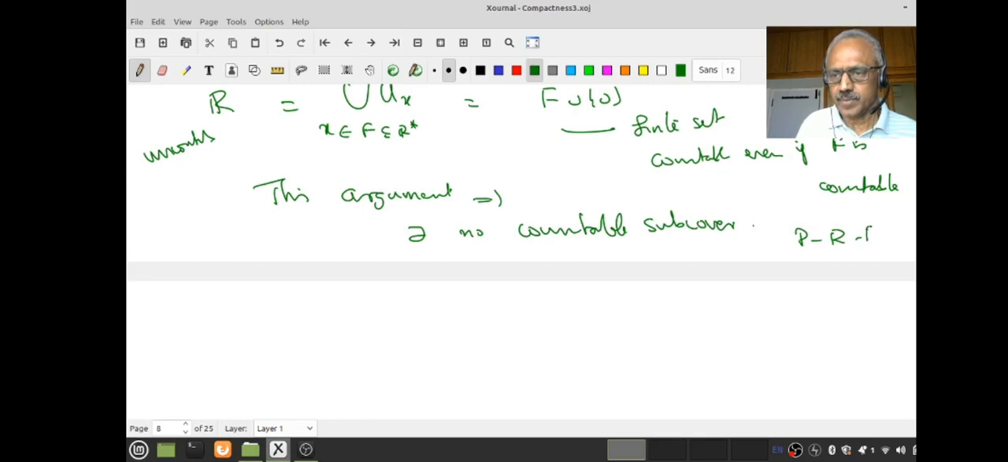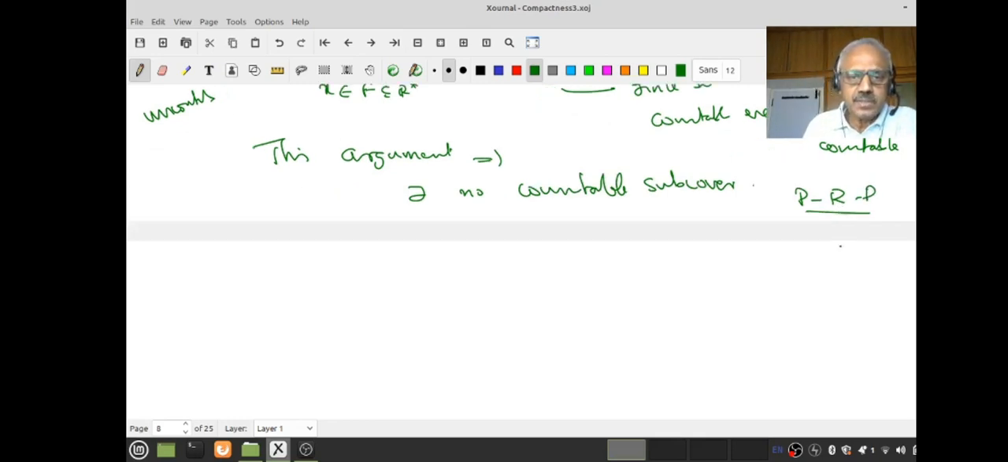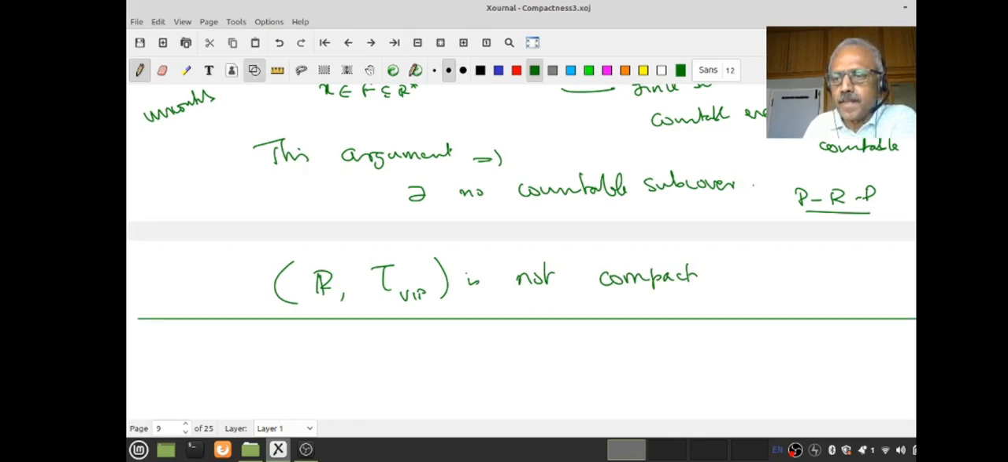Pause, review, proceed. So what is the conclusion? Therefore R with the VIP topology is not compact. Do all of you agree with that? Now let's look at the next example.